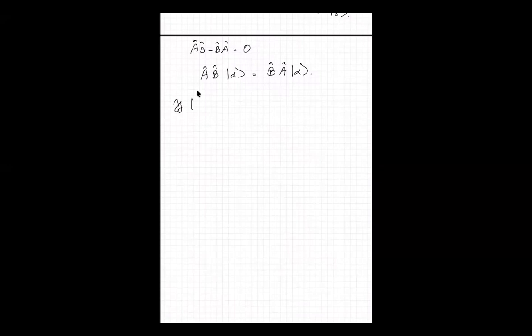If two operators A and B commute, they have a common set of eigenvectors. Now remember that I'm not saying anything about eigenvalues. The eigenvalues of A and the eigenvalues of B themselves could be very different, but the eigenvectors could be the same. So what does this mean?